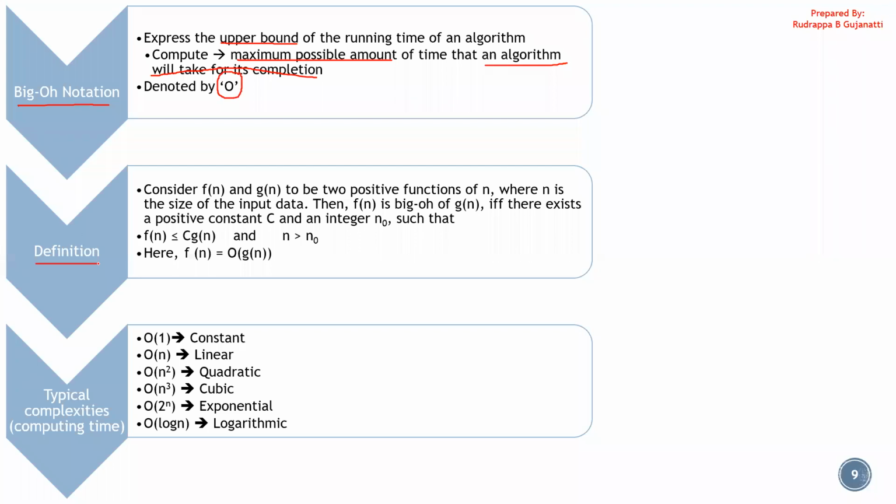Now, by definition, what is BigOh notation? In this case, we'll be considering two functions, f of n and g of n, which are two positive functions. f of n and g of n are the dependent variables, and n is the independent variable. Now n is nothing but the size of the input data you are considering. I cannot have a size of input data less than zero, that is, I cannot have a negative number. It has to be either equal to zero or greater than zero.